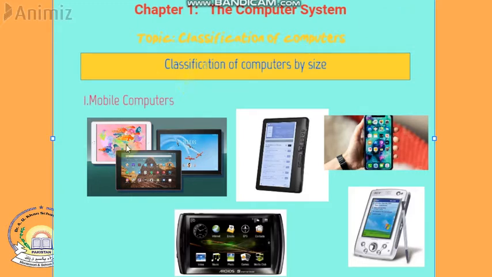So tablets, another type of mobile computer, which we already discussed. Tablets are easy to identify. They come without a keyboard and a mouse and are operated via touch screen. So you must have seen this. This is a tablet. These are three different kinds of tablets.